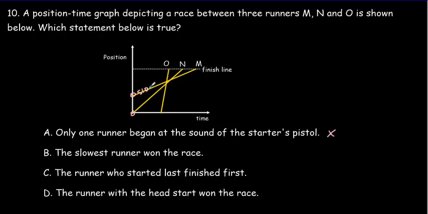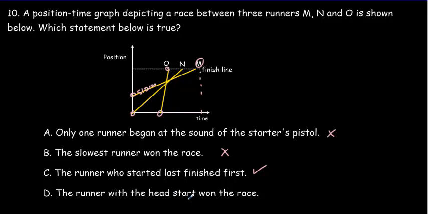This is the slowest guy. But you'll notice that M finishes last in time, the longest amount of time. So that's not true. The runner who started last finished first. Okay, these two started at the same time, but there was a time delay before O started. And he ends up with the lowest time. So that's the correct answer.